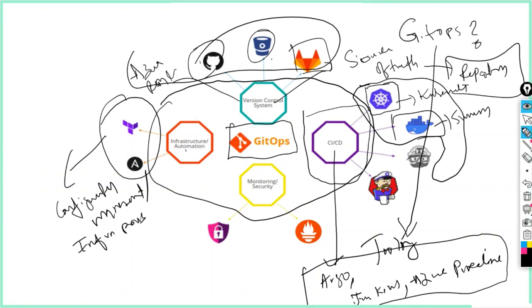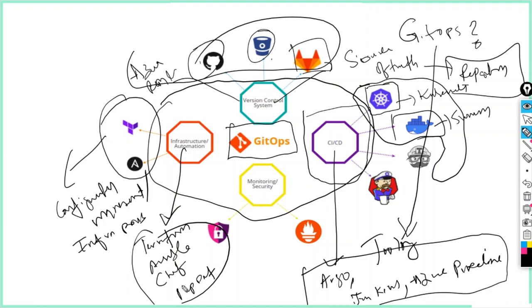So here is where tools like Terraform, Ansible, Chef, Puppet, all this comes into picture. So once you have all this in picture, then what?